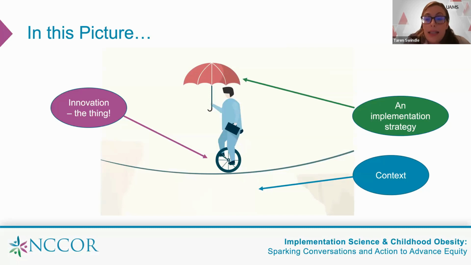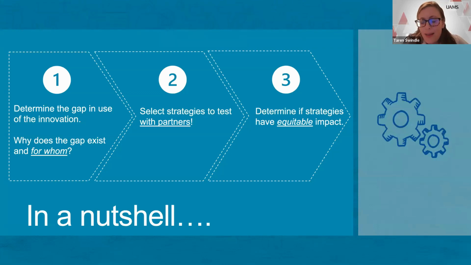So I want to summarize in a nutshell on the next slide what implementation science is. And this is oversimplified, but some things that you definitely will want to do as you move through an implementation science process. First, you've got to know what the gap is in the use of the innovation. And you've got to know why it exists, and from an equity lens, most importantly, for whom does the gap exist? The second thing is you're going to want to select strategies to address that gap. And you want to do this with partners at the table. That is equity. The third thing is you want to determine if your strategies have impact. We've been doing that very well in implementation science, but we also want to do it with an eye to equity. Are we having equitable impact?